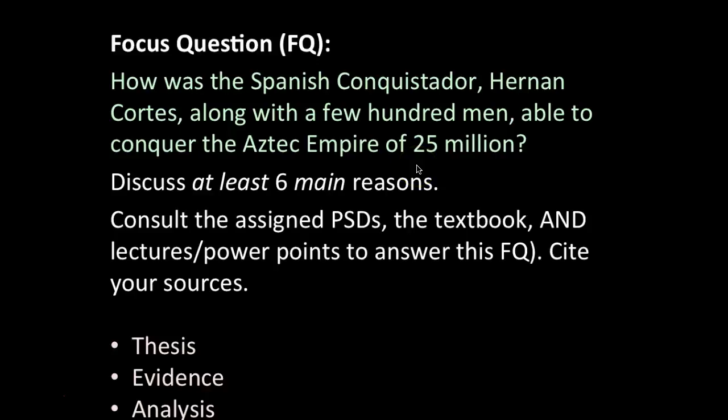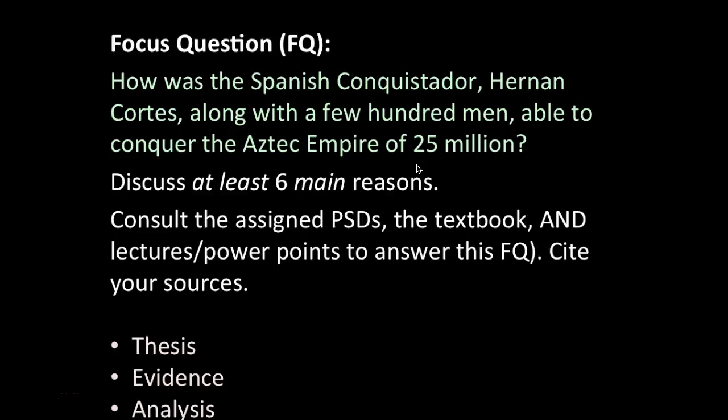Okay, so the focus question again: how was the Spanish conquistador Hernán Cortés, along with a few hundred men, able to conquer the Aztec Empire of 25 million people? That's crazy to think about. So talk about at least 6 main reasons. There are many more than 6 main reasons. And again, look at the primary source documents, the images, the texts, the textbook, and look at lectures and PowerPoints to answer this question. Make sure you cite your sources.